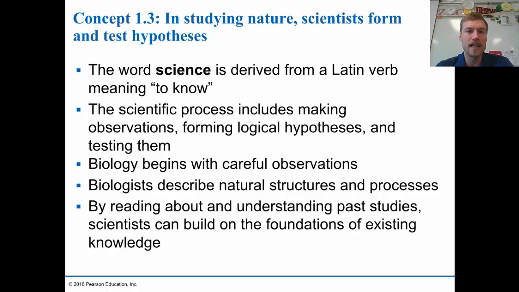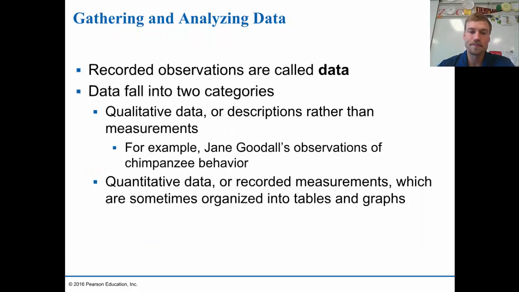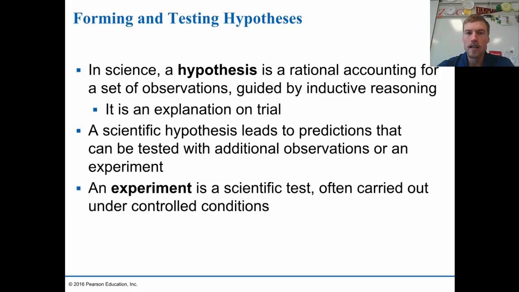A key part of that is reading and understanding past studies so you can try to build upon what is already known. When we record our observations, that is called data, and we can have data beforehand or we can have data after or during our experiment. There are two different types of data. There is qualitative data, where we have descriptions of things, or we can have quantitative data. Quantitative data is where we have actual measurements that we can then organize, usually into some sort of table or graph.